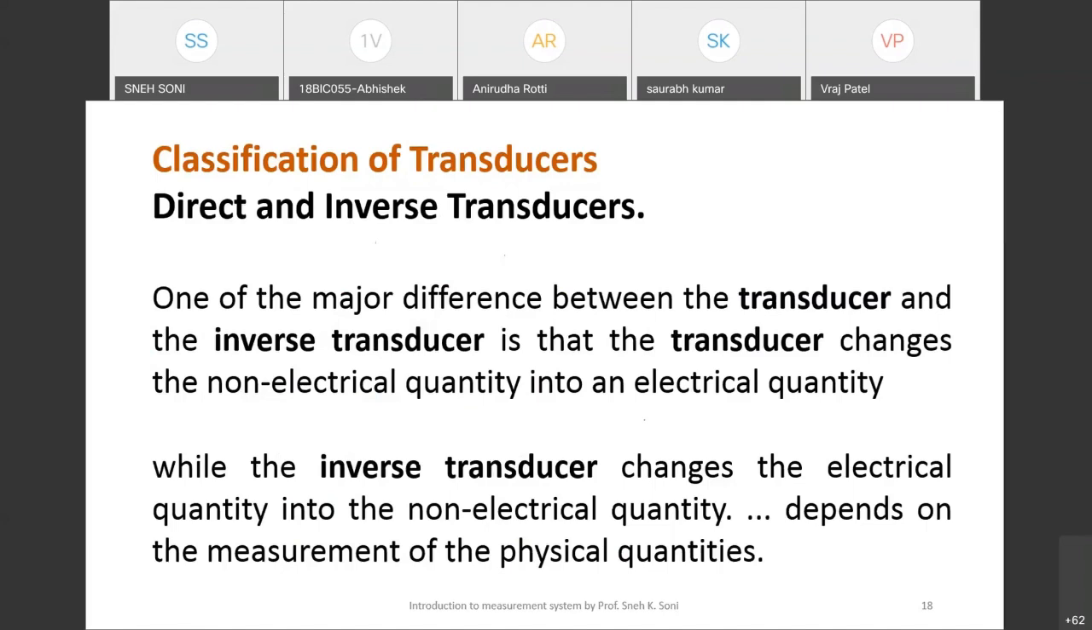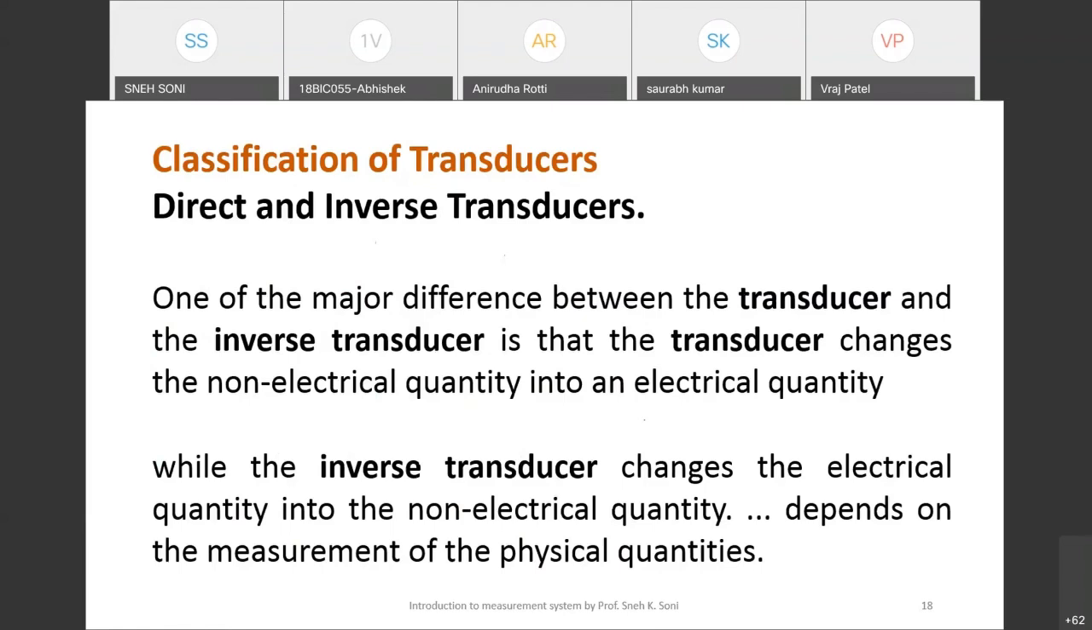A few of the transducers convert a non-electrical quantity into an electrical quantity. That is called a direct transducer. A thermocouple is a kind of direct transducer. But when we have the inverse operation, an inverse transducer changes an electrical quantity into a non-electrical quantity, maybe any non-electrical quantity. That is called an inverse transducer. An inverse transducer takes an electrical signal and converts it into non-electrical. Direct transducers convert non-electrical to electrical.